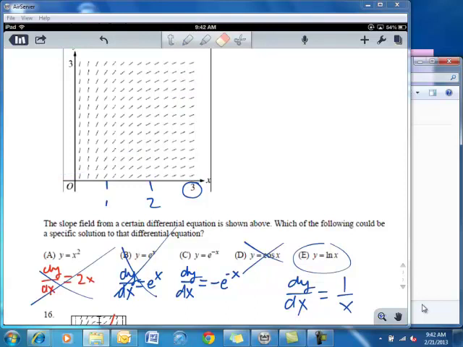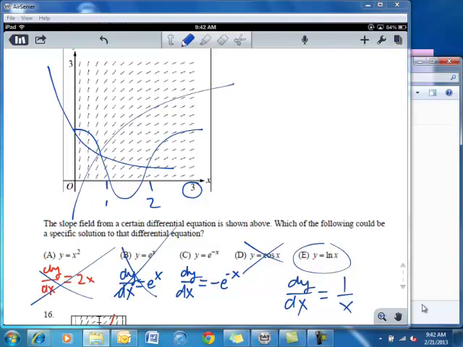E to the negative x looks like this. So that's completely wrong. Cosine does this. That doesn't make any sense either, right? So ln of x would be the one that actually seems to follow that slope curve pretty well. Good?